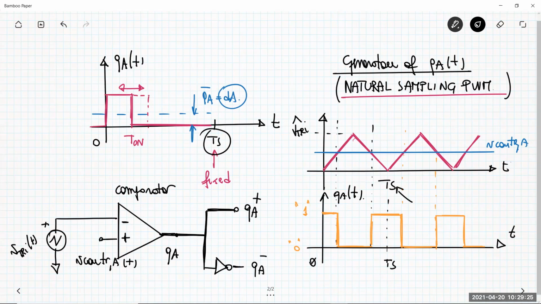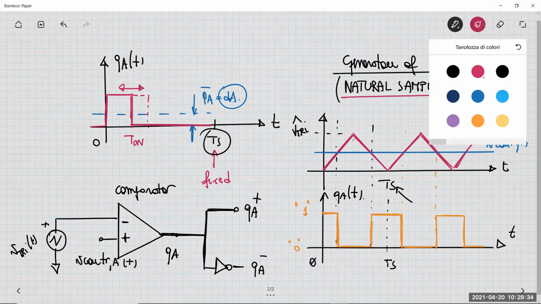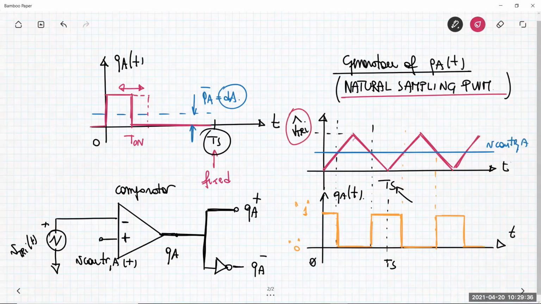As I said before, this is not the only way to do this kind of modulation. Also the peak value of the triangular voltage here is something that is typically fixed, internally generated by the modulator, and it is a value that you should know in order to understand what happens in your circuit.